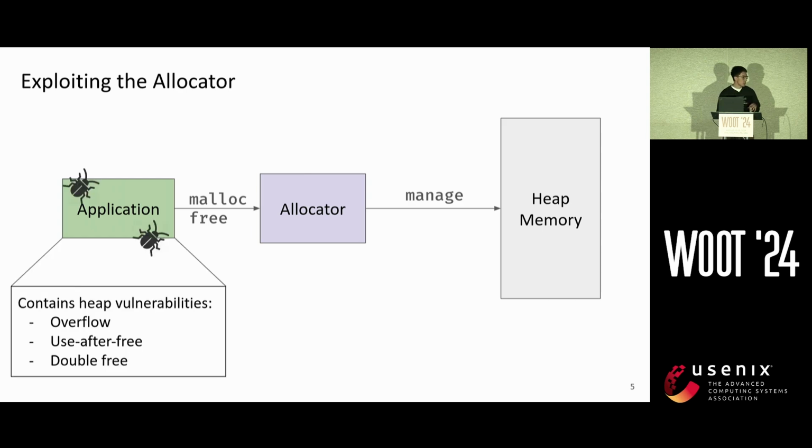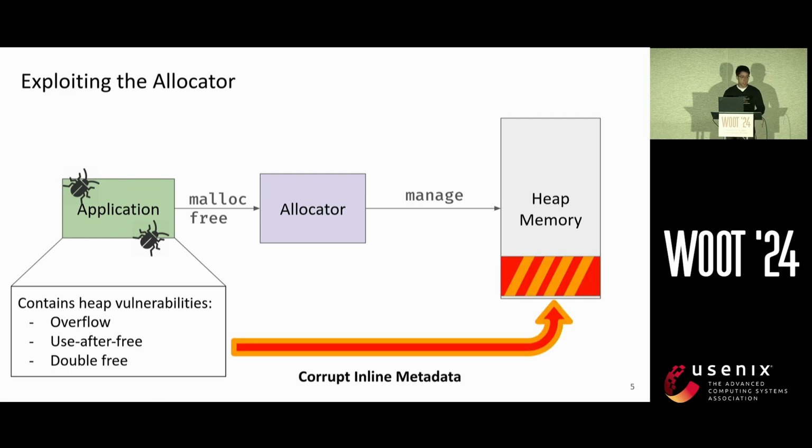It all starts with the developer-written code being buggy. So there are bugs in there, and these bugs can be used to trigger memory corruptions on the heap. So overflows, use after free, etc. Whenever these memory corruptions are triggered, you might be able to corrupt inline heap metadata. What's inline heap metadata? Basically, this is data that's not application specific. Instead, it is data that is stored there by the allocator to keep track of the heap state.